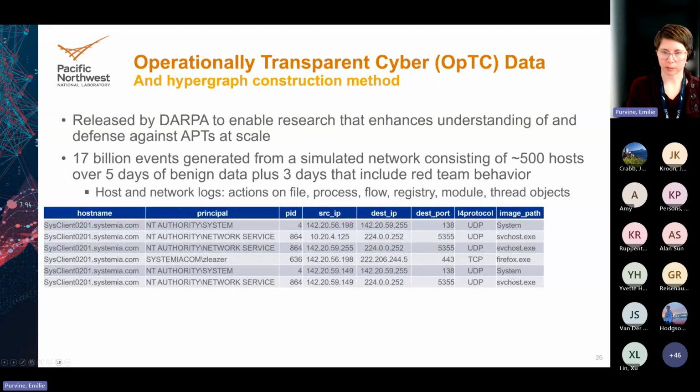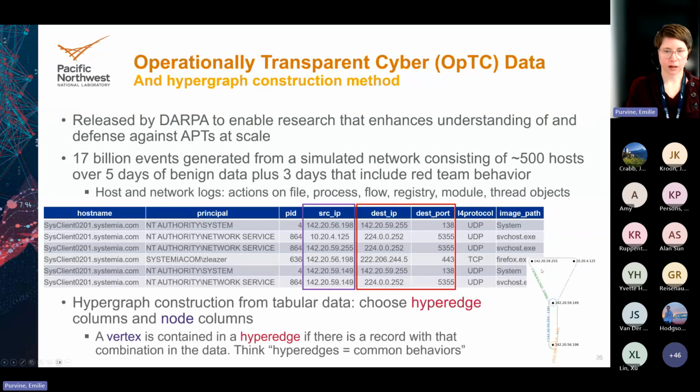This is a snapshot of some of the flow data, just to illustrate one way that we can build hypergraphs. From tabular data, which this is, to create a hypergraph, you have to choose two things: one, hyperedge columns, and two, node columns. It doesn't have to be a single column. It can be a group of columns, as I've done here. My hyperedge columns are destination IP and destination port, and my nodes are just one column in this particular case, but it could be a collection of columns.